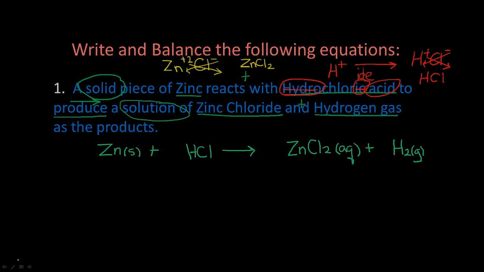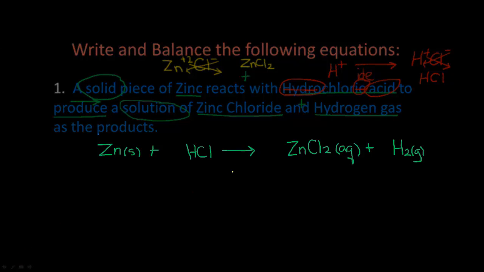We need to balance. So let's balance. Remember, we do our metals first. Zinc right here is a metal, so I'm going to put it down here. Next step is polyatomics. We have no polyatomics here, so I'm going to go to the next one, which are nonmetals. Our next nonmetal is Cl, so I'm going to put Cl, and then we do hydrogens and oxygens last. There's a hydrogen here. All right, let's balance our metals first.